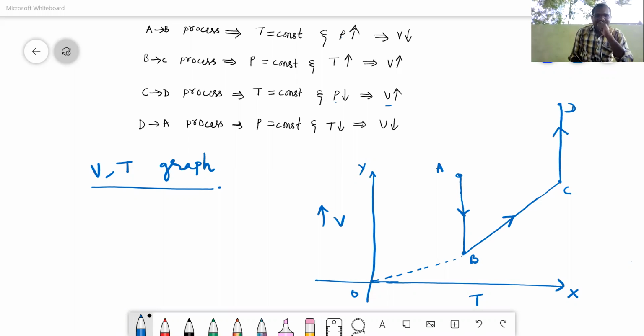Now D to A, what happened? See, D to A process. Pressure is constant. Again, pressure constant means the graph should start from the origin. The graph should go from the origin to D to A. Yes, the graph starts from the origin. No, cross it came.